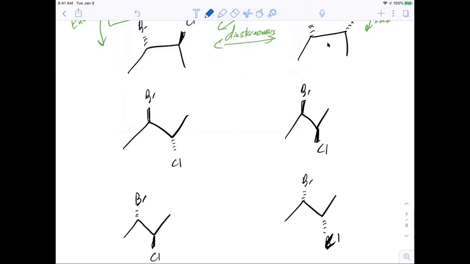Because of the time, I'm going to go through this pretty quick. So we have 1, 2, 3. So that's going in the counterclockwise direction. My lowest priority is back. So this is S.